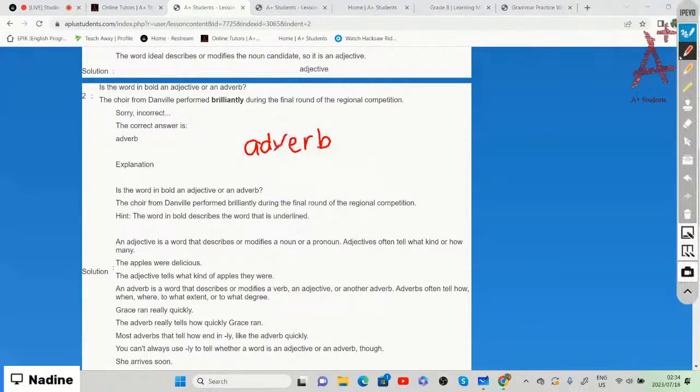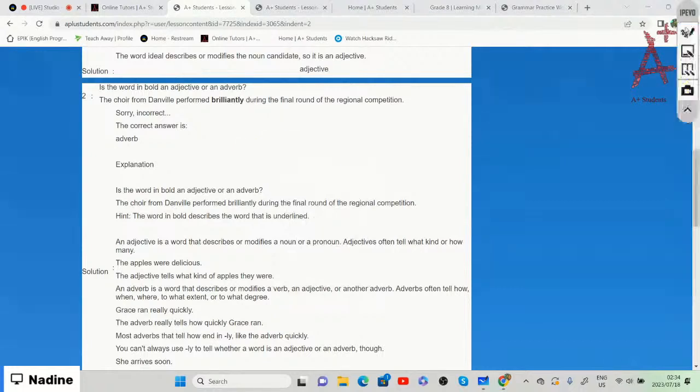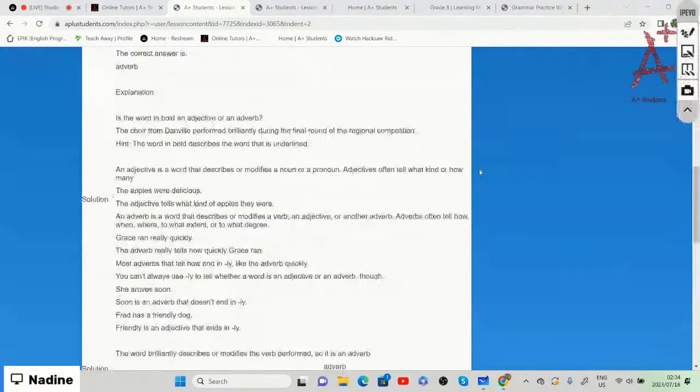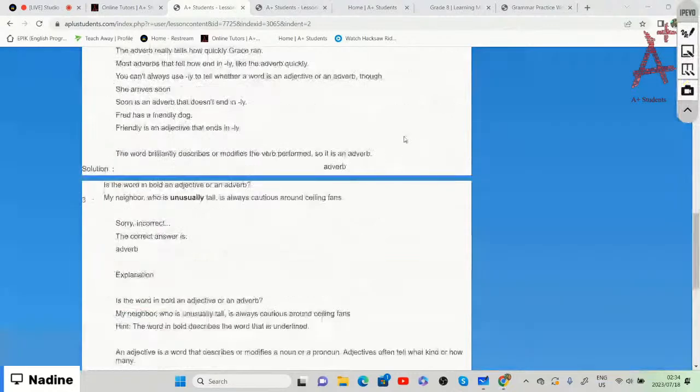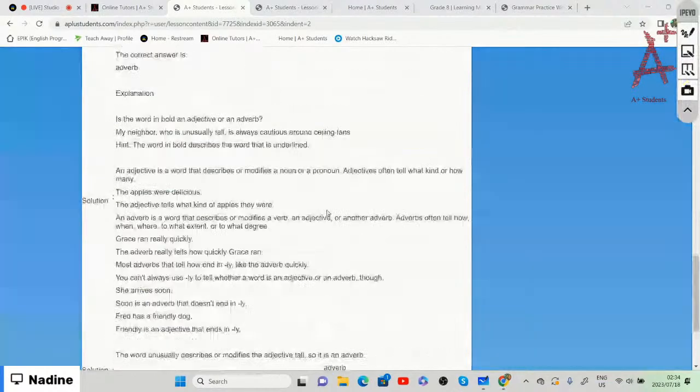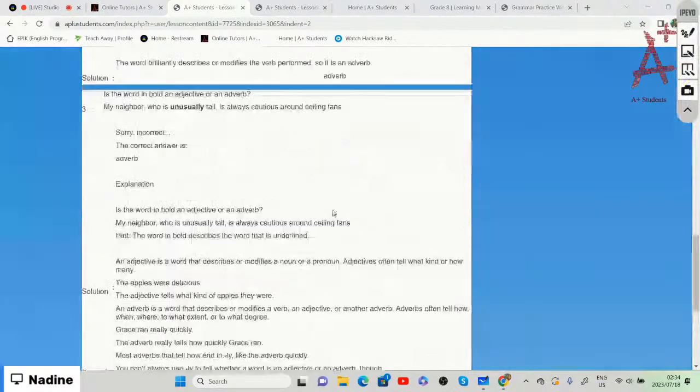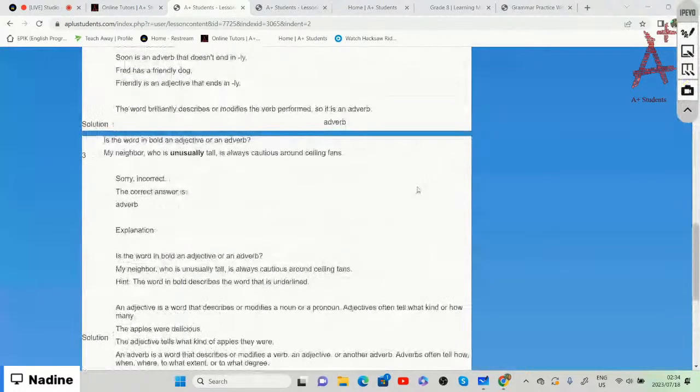because an adverb describes or modifies an adjective or another adverb, right? And that is a verb, which is performed is a verb. And we already did that one.